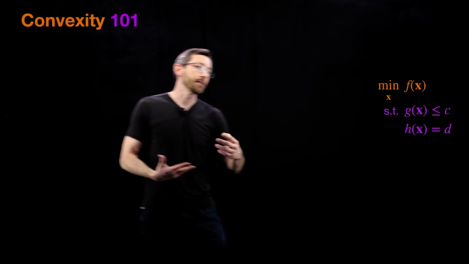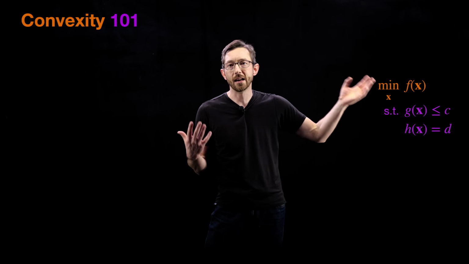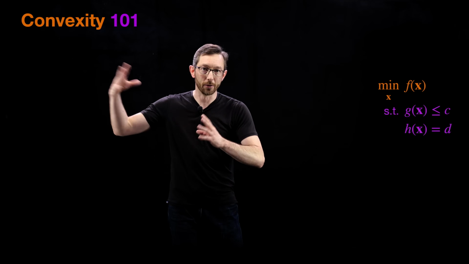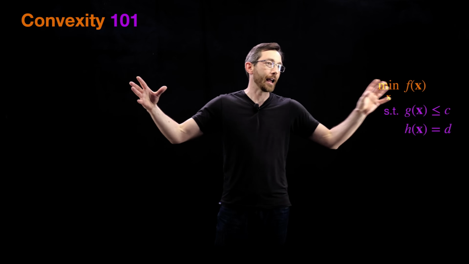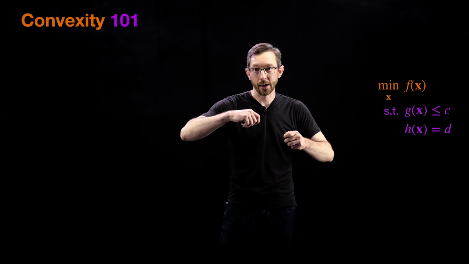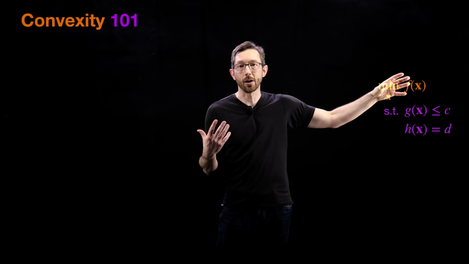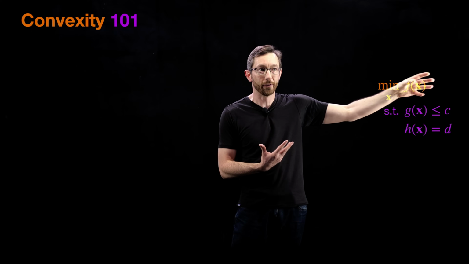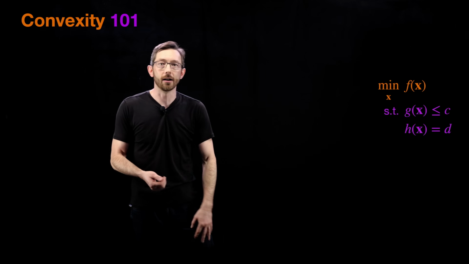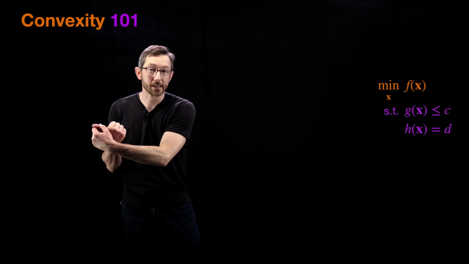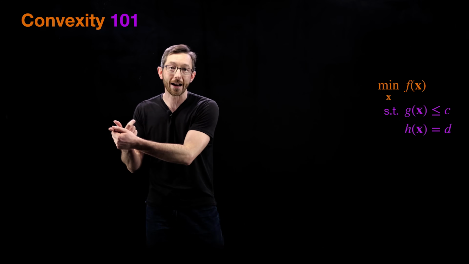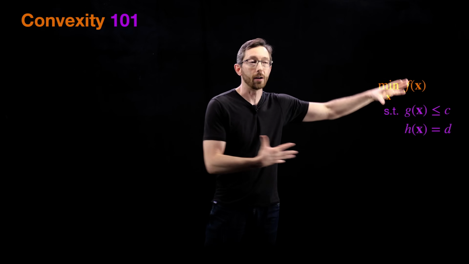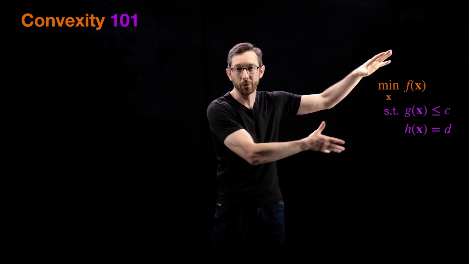Other examples might be that I'm trying to minimize downtime in a network flow problem, and I have other constraints like connectivity constraints. Or maybe I'm trying to maximize a profit. That's the opposite of minimization, but let's say I'm trying to maximize a profit subject to constraints on how many employees I have, how much factory space I have, how much time I have. All kinds of constrained optimization problems are in this form. This is like the standard form.